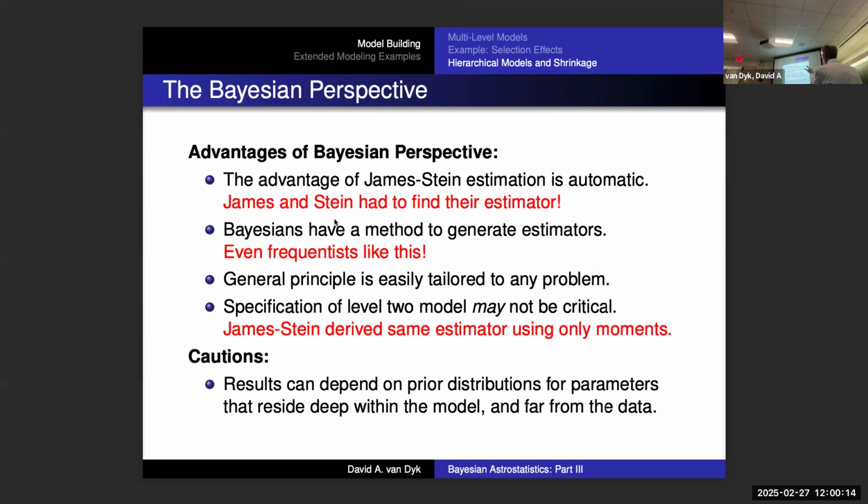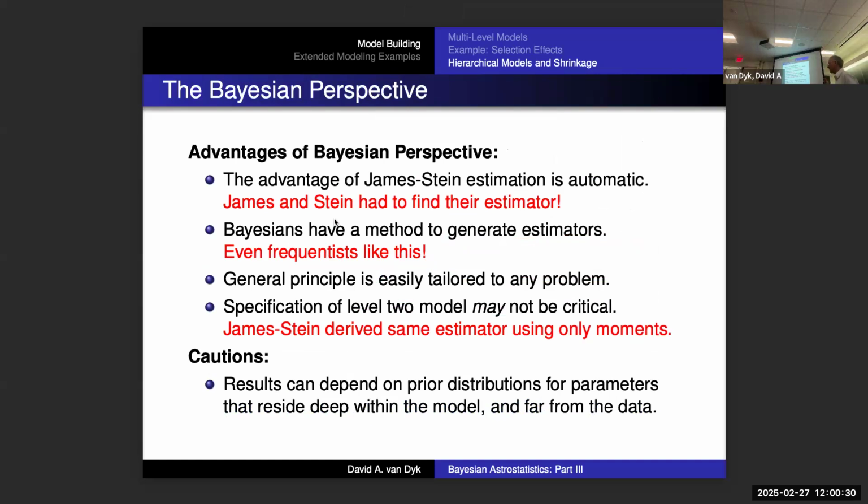Bayesians have methods to generate estimators. Everyone likes this. The general principle is easily tailored to any problem. You can write down the hierarchical model and just follow Bayes' theorem where it takes you. Specification of the level 2 model may not be critical.